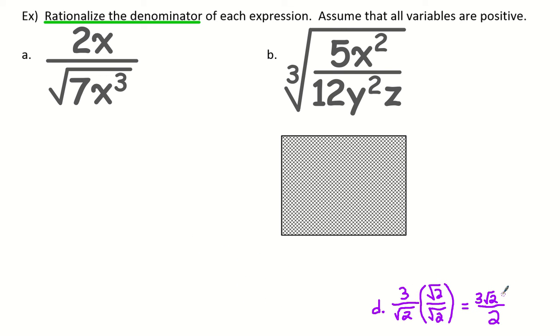Now, again, this is the type of example I'm going to care the most about. But let me just run through this stuff. If you have a variable involved, you can do this.